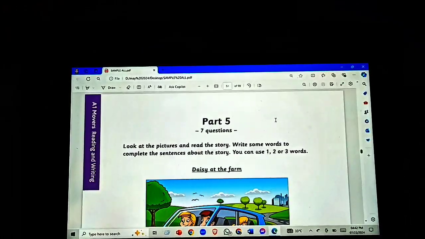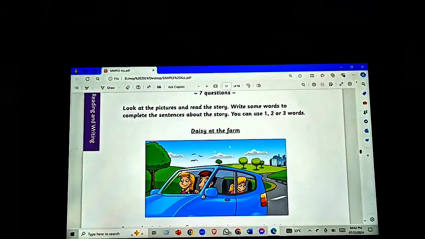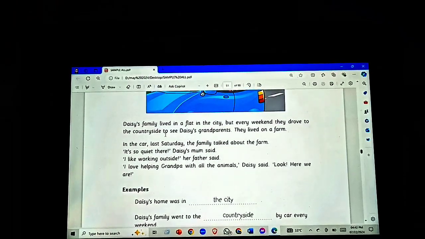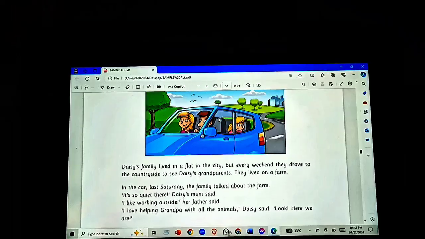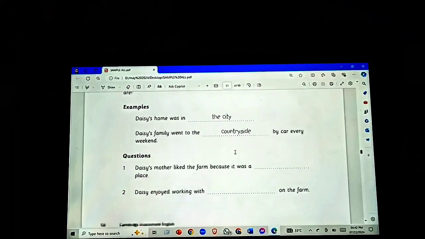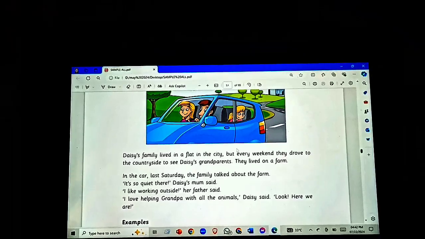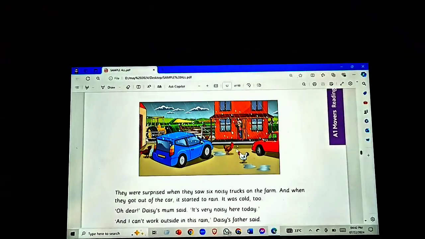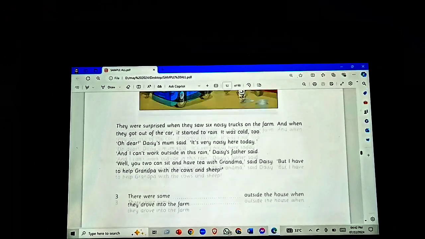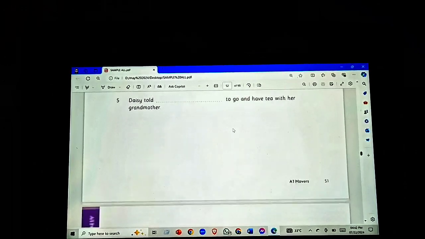So you can see there is a beautiful picture, and this picture has a title, and that is Daisy at the Farm. You can see there is a short story. So you have to see the picture, you have to see the title, you have to read the story, you have to understand the story, and then based on this story you have to fill the gap. You can see there are pictures and there are stories. So you have to see the picture, see the story, and you have to fill the gap.